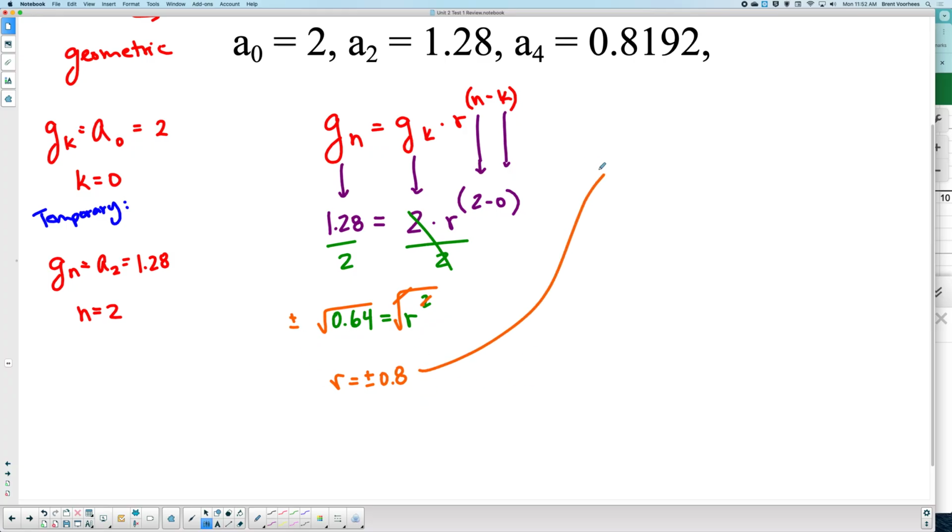Once you have this, we can plug in our values into the formula. You return to Gn. So I'm no longer working with these temporary values. I'm just going to say Gn equals, what was our gk again? 2 times the base of 0.8. I'll just do it in parentheses here so it doesn't get lost in the multiplication symbol. To the power of n minus 0. Do I need to put n minus 0? Just put n, because it's n minus 0. That's our formula right there.